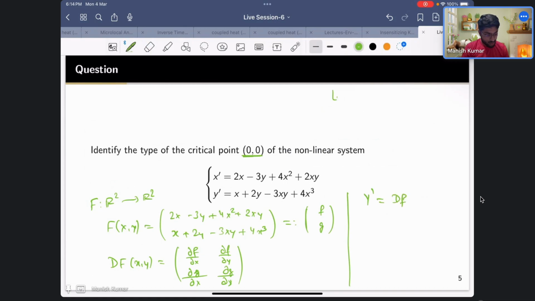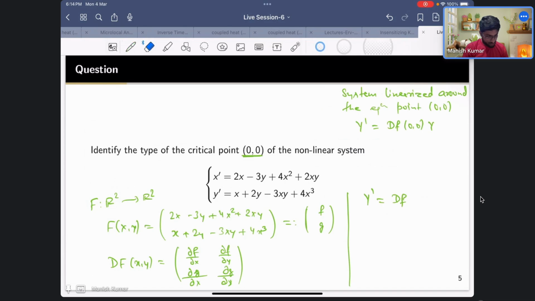So it's called linearization, or what we say is the system linearized around the equilibrium point 0 comma 0. Okay, this is what we say. So it is given by y prime equal to df 0 comma 0 y, right?